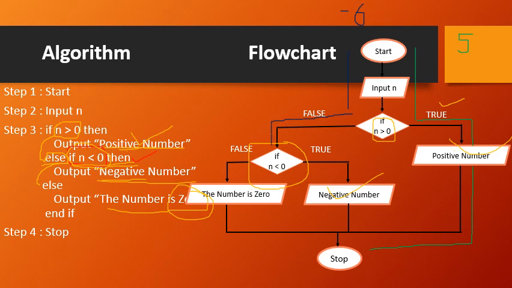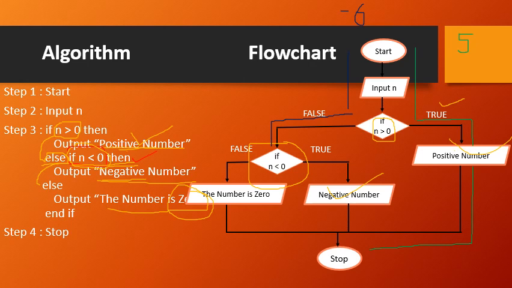Then again it will come to the if condition here. Now again there is a condition. What is that condition? N less than 0. So what is the value of n now? N value is minus 6. So is minus 6 less than 0? Yes, it is less than 0.